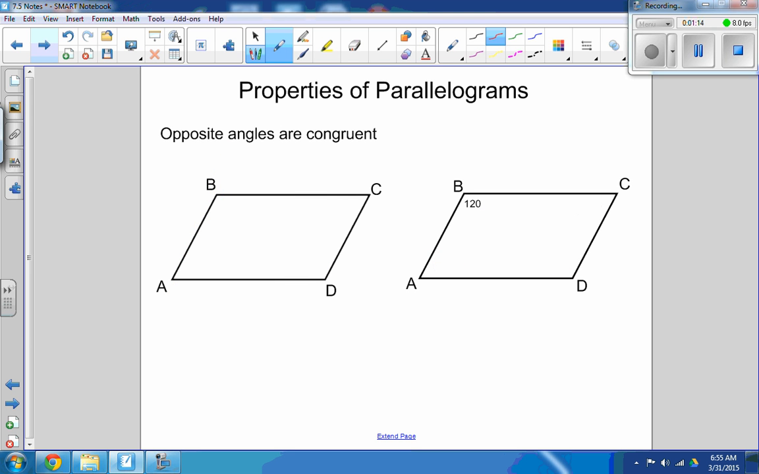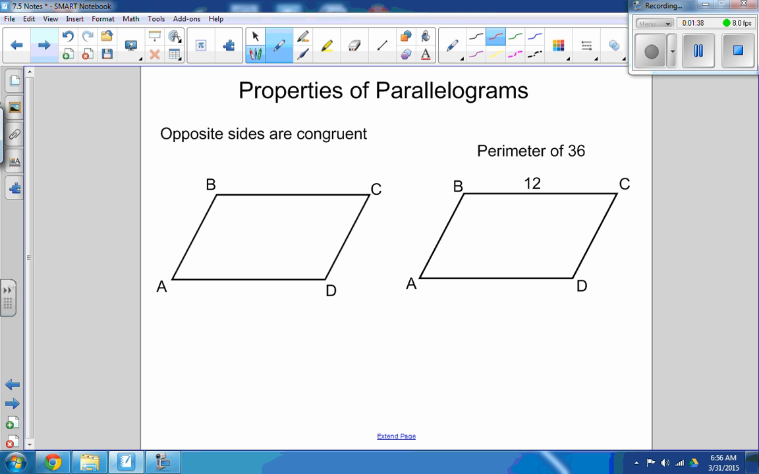That comes to the next idea, which is opposite angles are congruent. So angle B is congruent to angle D, angle A to angle C. So those are congruent, so that's got to be 120. These we know add up to 180, so that's got to be 60, which means that's got to be 60 as well. So opposite angles are congruent.